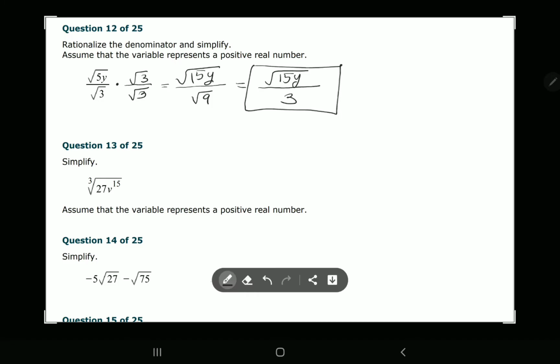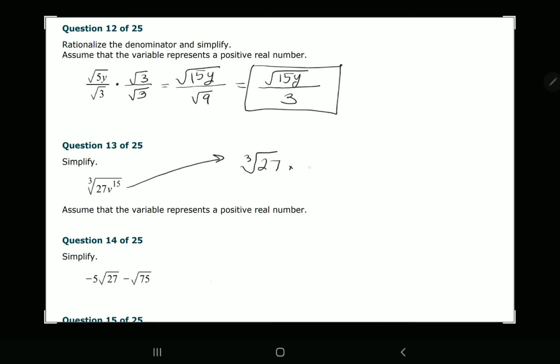For number 13, it is similar to a question that we did before. We're going to break that up into two radicals being multiplied. So the cube root of 27 times the cube root of v to the 15th. 27 is a perfect cube. What number do we multiply by itself 3 times that gives us 27? That is going to be 3, because 3 to the third, 3 times 3 times 3, is 27.